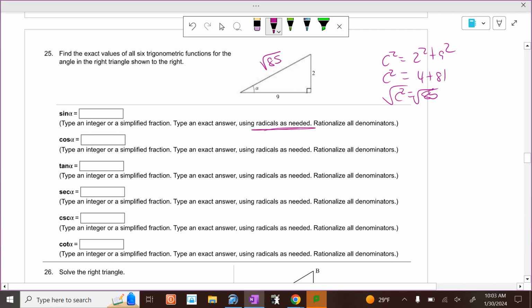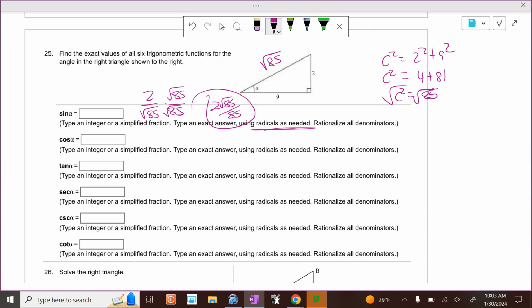Okay, so the sine. Opposite over hypotenuse, 2 over square root of 85. So multiply top and bottom by square root of 85. So it's 2 square root of 85 over 85. Cosine, 9 over square root of 85. And again, multiply top and bottom by square root of 85. So it's 9 square root of 85 over 85.